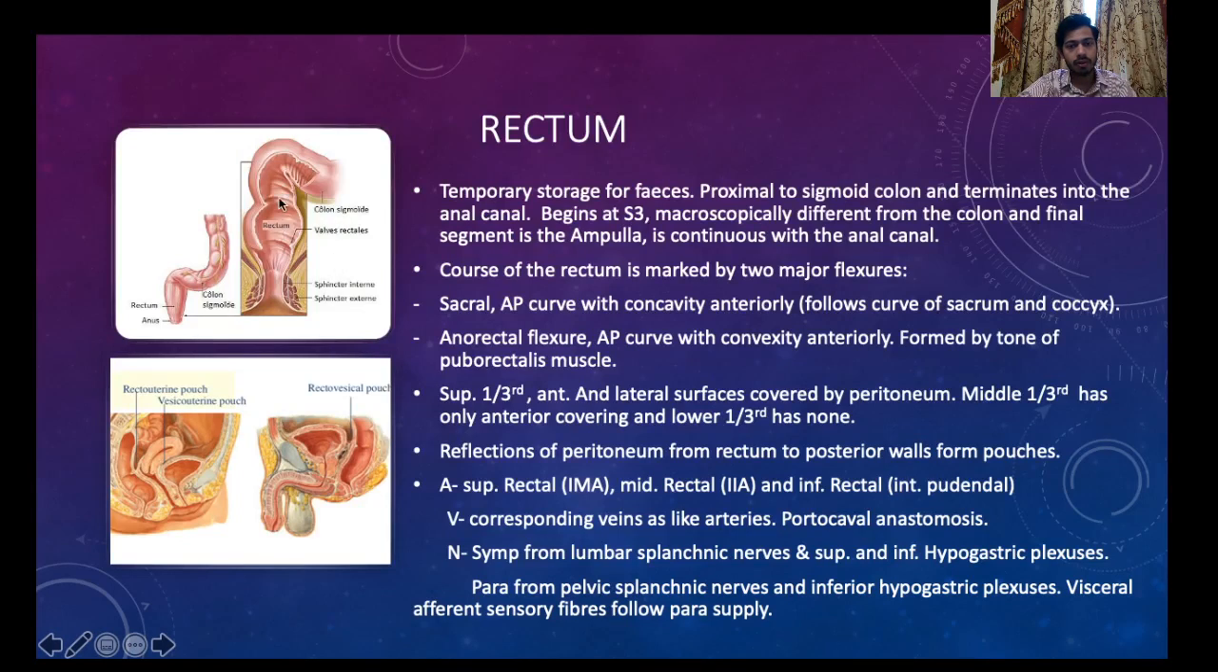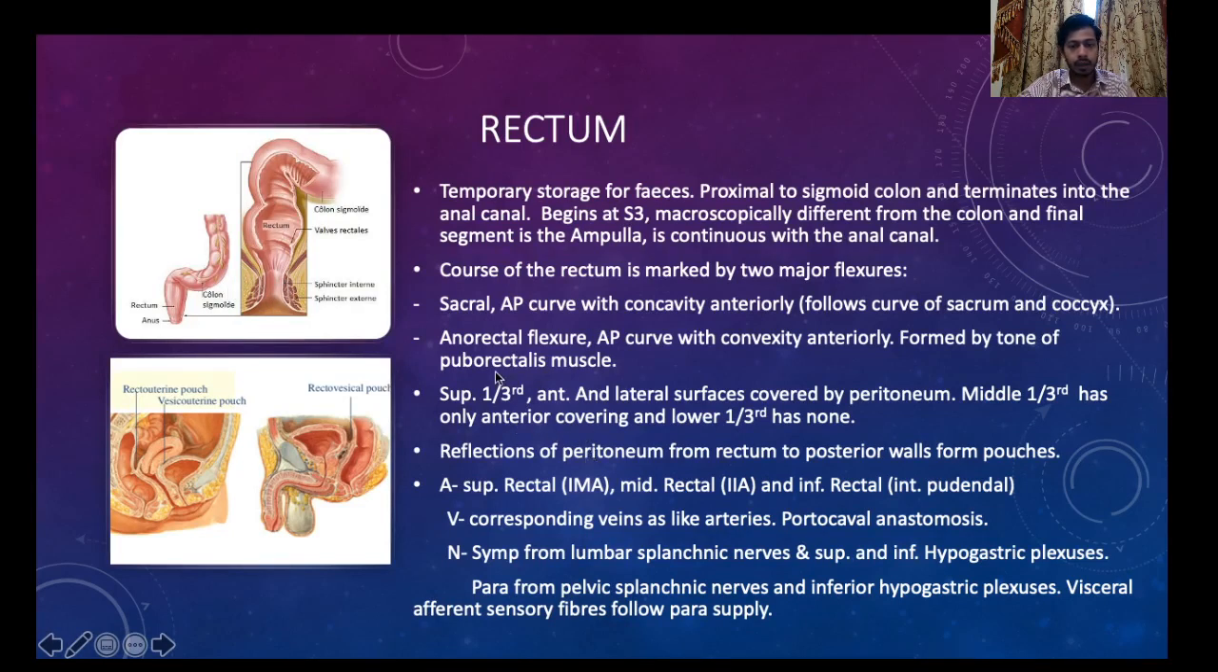And the course of the rectum is marked by two major flexures, and this is what people don't understand, because it looks as if it's very clear cut. It passes through the sigmoid and goes straight to the anus, but actually there are two major flexures. So you have the sacral flexure, which is an anterior-posterior curve anteriorly, which will follow the curve of the sacrum and the coccyx. And then after that point, you have the anorectal flexure, which is when the rectum will curve once again anterior-posteriorly with convexity more anteriorly, and then will follow into the anus. And this is formed by tone of the puborectalis muscle, which is one of the pelvic floor muscles.